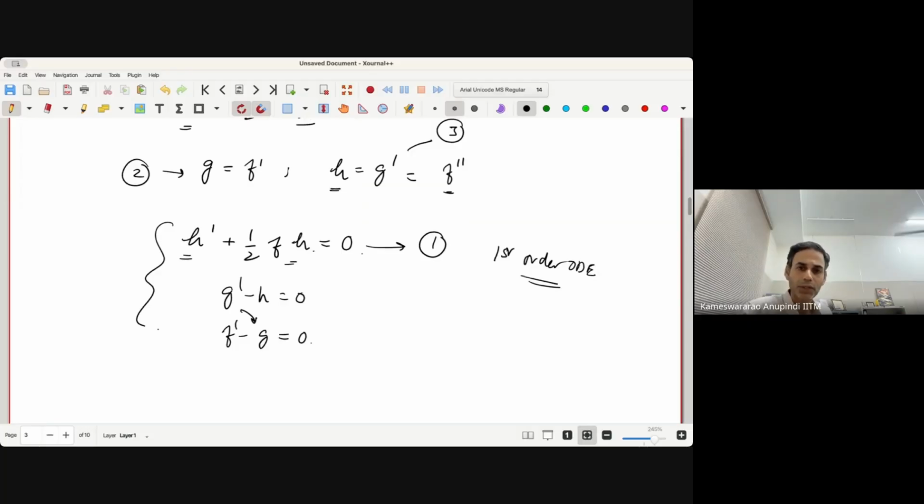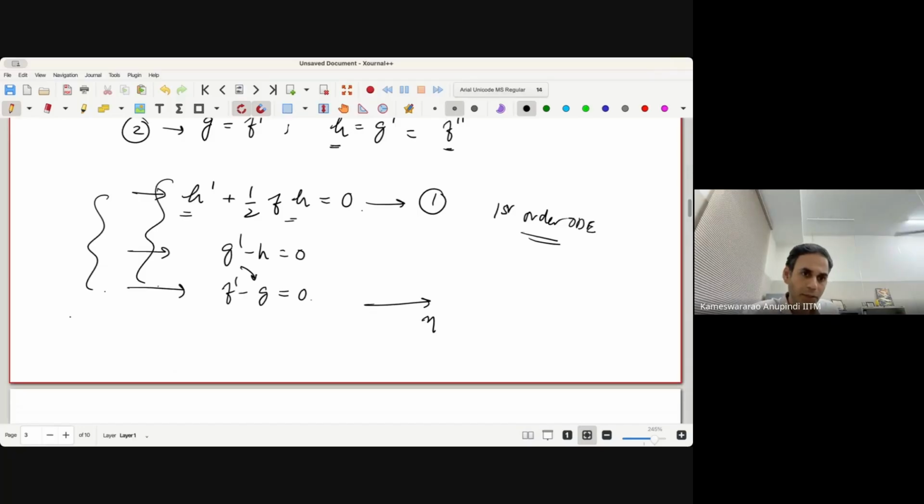But of course, we can solve them together as we proceed in the positive x direction, or positive y direction, or positive eta direction, as we want. And whatever solution technique we use to solve the first order ODE here can be applied here as well as here. So in a similar sense, we can convert any higher order ODE to a set of first order ODEs.